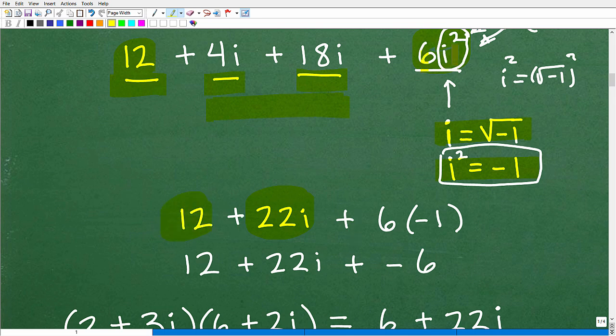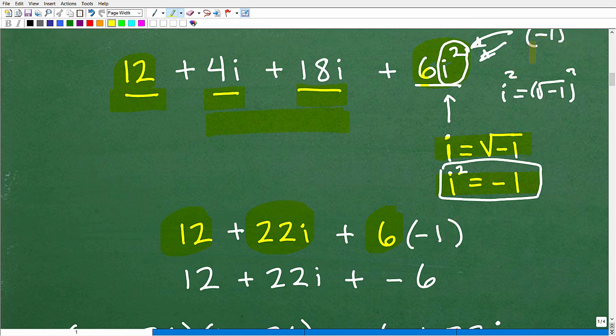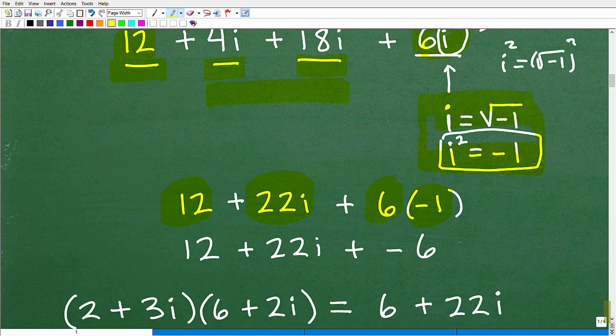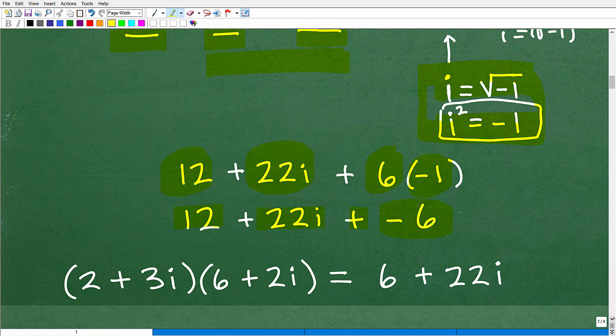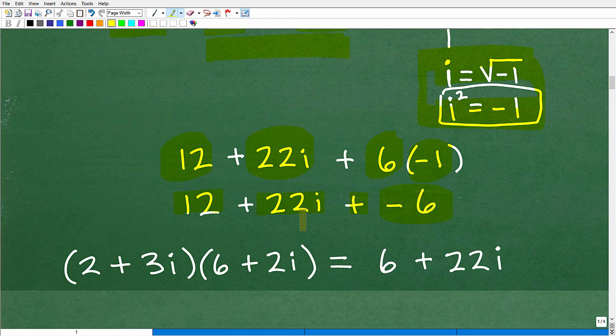And now I have my 6i squared, so it's my 6, and my i squared now is negative 1, right? So we talked about that. I'm going to replace the i squared with negative 1, and we already discussed why that's the case. And now I can just go ahead and simplify. So I have 12 plus my 22i plus 6 times negative 1, which is negative 6. And I just clean this up, and negative 6 and 12 is going to be positive 6.